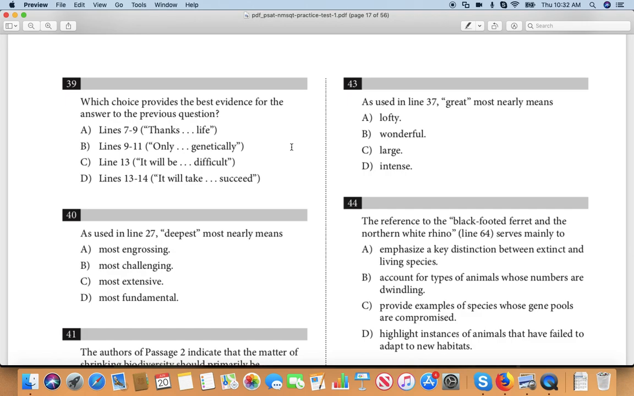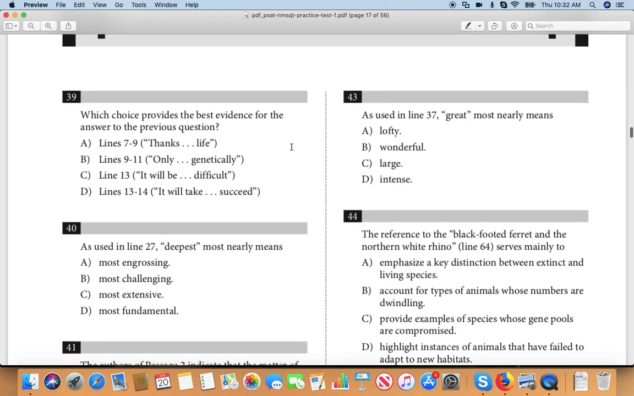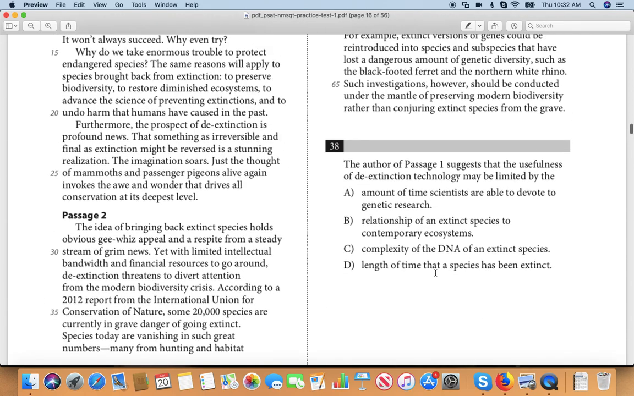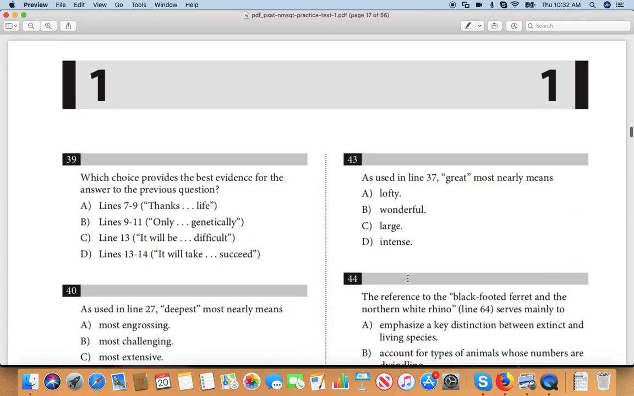B. You don't even have to read it. Yeah. You told me, it's like around line 10. Done. 9 through 11. Now, if you didn't know the answer to 38, what would you do? Then I would suggest, what I would do is I'd probably look at the lines that they offer you for 39. Yeah. And you're gonna get it. You're gonna get it if you do that.